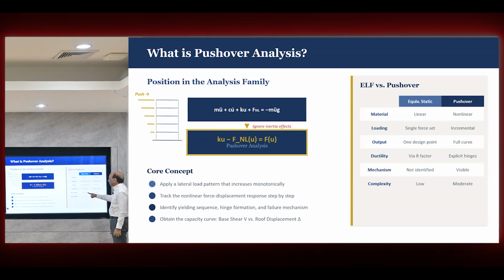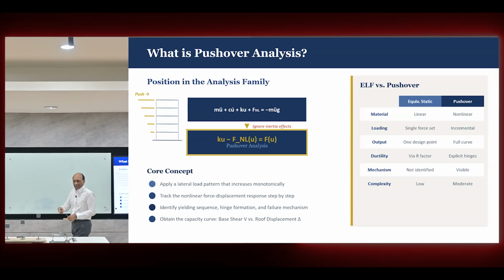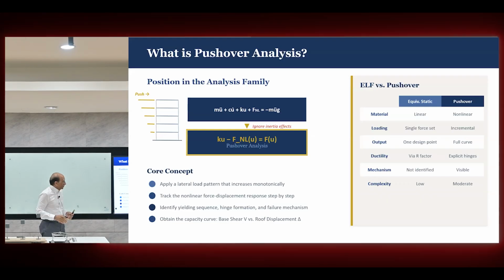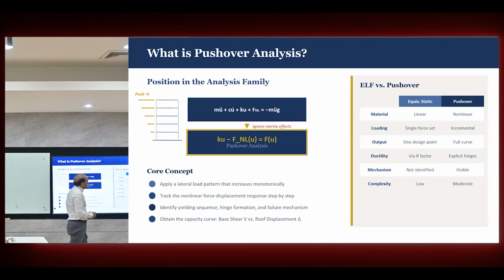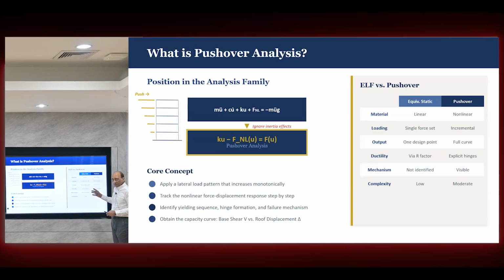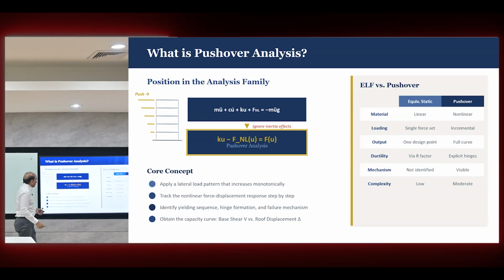Then the mechanism is identified. This is visible. As you can see, we saw what happened to the structure. Because we pushed it, we know which column failed first, how the floor fell down, and all of that. So we can see the mechanism. And then the complexity is from low to moderate. That was very low, the lowest actually. This one is moderate, because we now have the complexity of the nonlinearity plus the complexity of the analysis procedures itself. So that's the pushover curve.